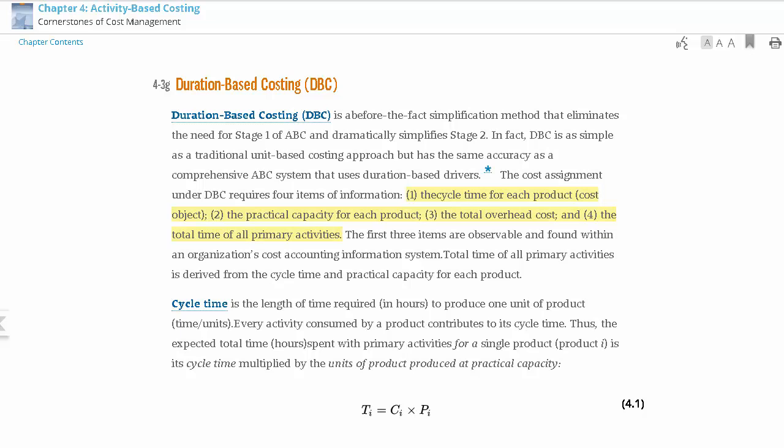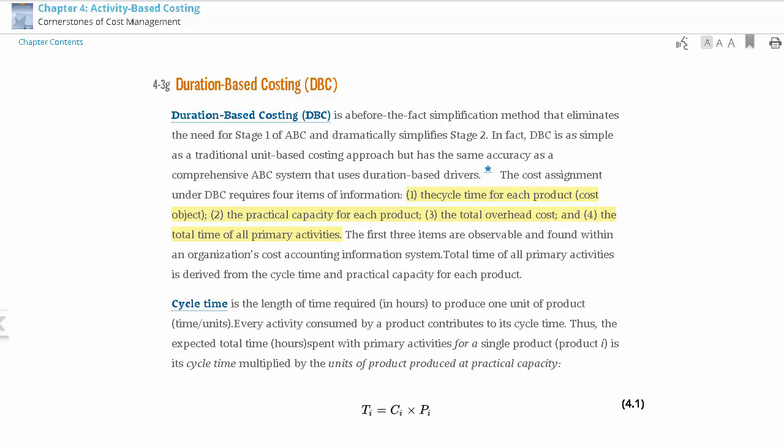Let's talk about duration-based costing, DBC as it's sometimes referred to for short. It's a before-the-fact simplification method that eliminates the need for stage one of ABC, activity-based costing, and it dramatically simplifies stage two. It's as simple as a traditional unit-based costing approach, but it has the same accuracy as a comprehensive ABC system that uses duration-based drivers.